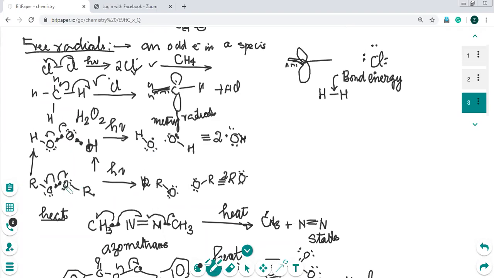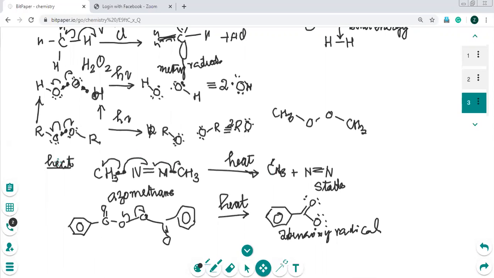Similarly, you can form peroxides. Here is peroxide. Two alkyl peroxides. You can have methyl peroxide, dimethyl peroxide, CH3, oxygen, CH3. So this is nothing but dimethyl peroxide. Similarly, you can have diphenyl peroxide or dibenzyl peroxide. So the only thing is you have that O-O bond which can be very easily broken. Then you can do the same. You can form other radicals by thermolysis.